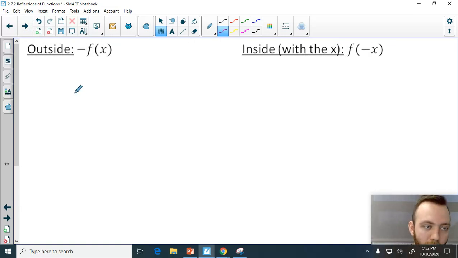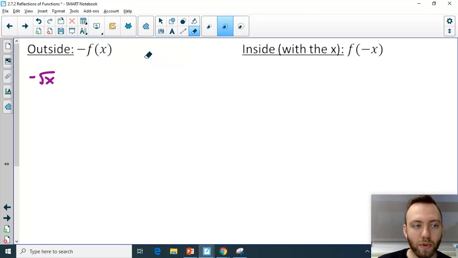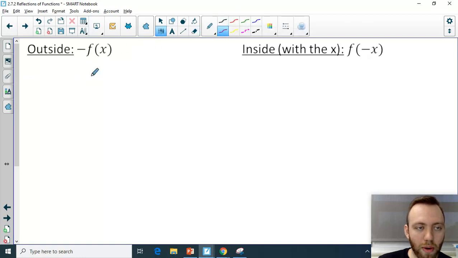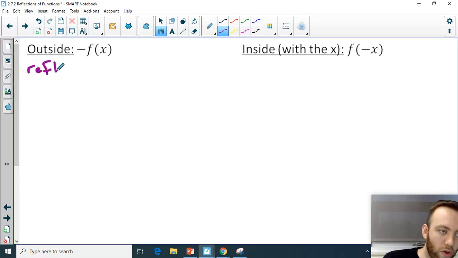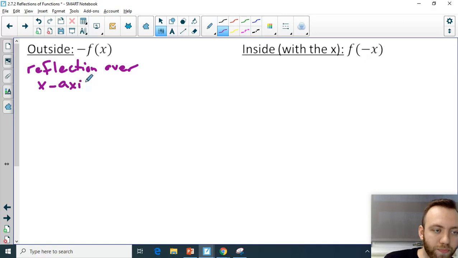We have outside, and let's do the first one there that we talked about. So the first one we talked about for outside was the square root of x, and that's what it means to be outside. Or before I do that, I should actually probably write. So remember that the outside was a reflection over, and this one was the x-axis. It flipped downward, right? Because we said take whatever value you get and just make it negative.